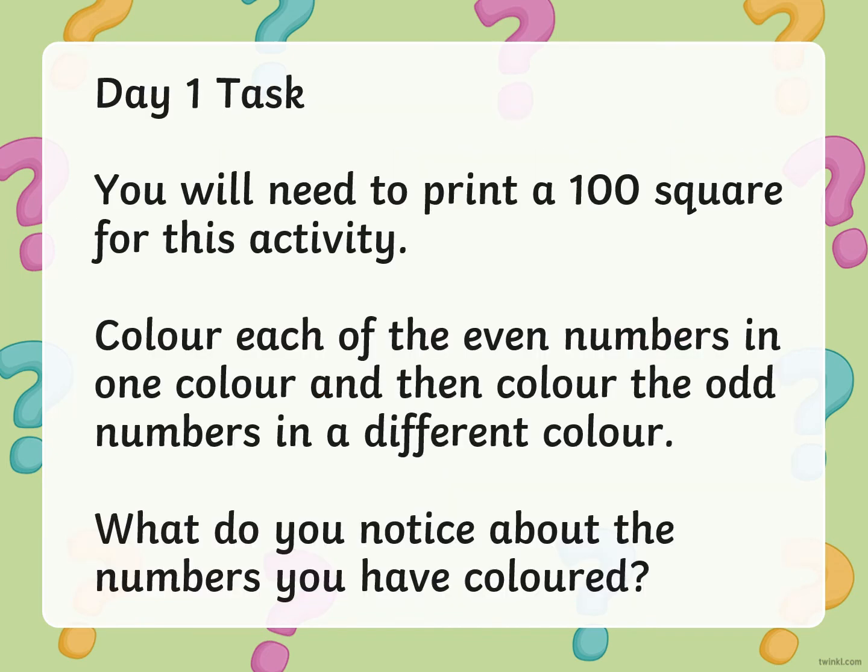Day 1 task. You will need to print out a 100 square for this activity. There's one on the next page. If you don't have a printer at home, ask a grown-up to help you draw one and write your numbers in. You then need to colour each of the even numbers in one colour and then the odd numbers in a different colour. So you need 2 colours altogether. What do you notice about the numbers that you have coloured in?